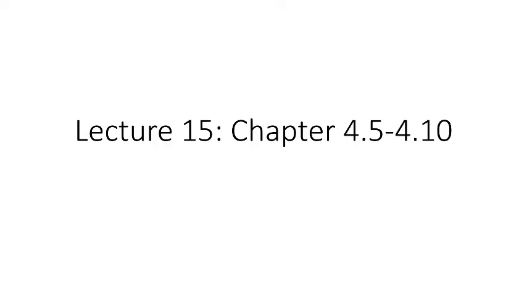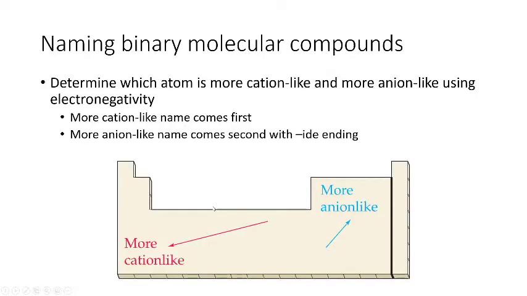This lecture is on chapter 4.5 to 4.10 on naming covalent compounds, Lewis structures, octet rule, resonance, and formal charge. So last class, we introduced the covalent bond and talked about how you could have molecules composed of a series of atoms that are combined by either single, double, or triple bonds. And so now we need to be able to actually name these individual molecules.